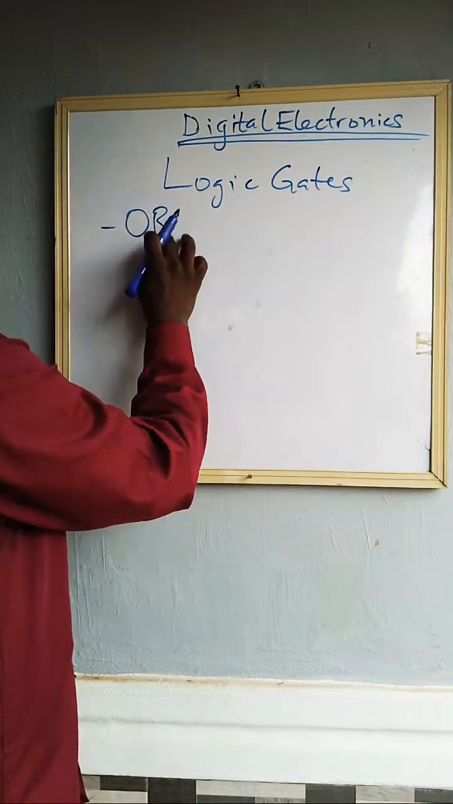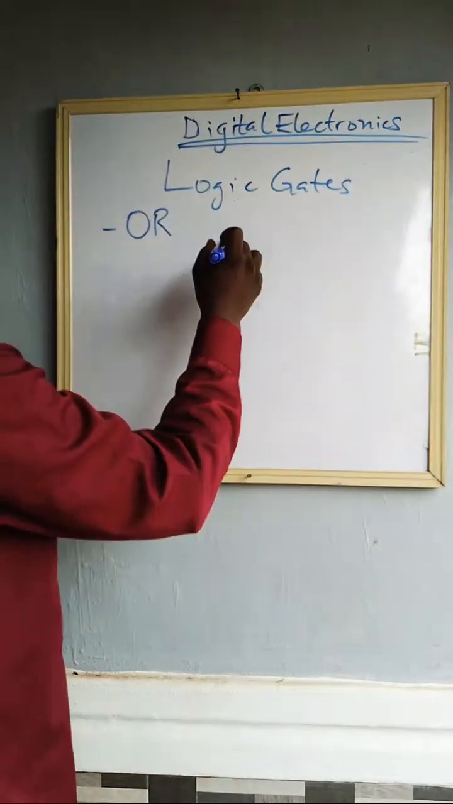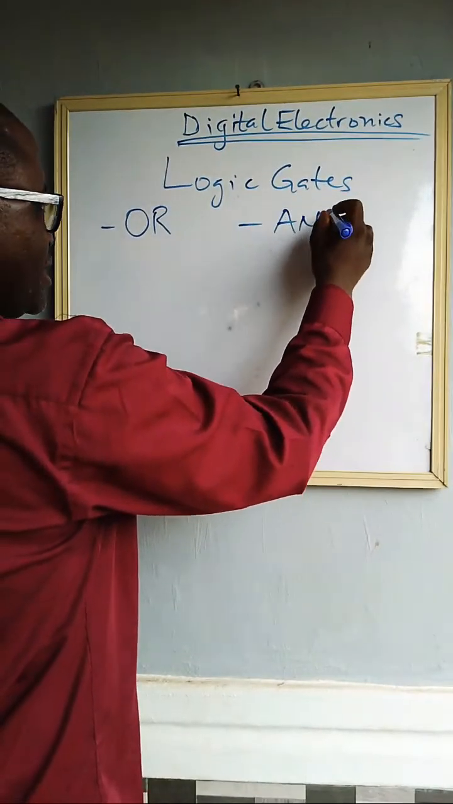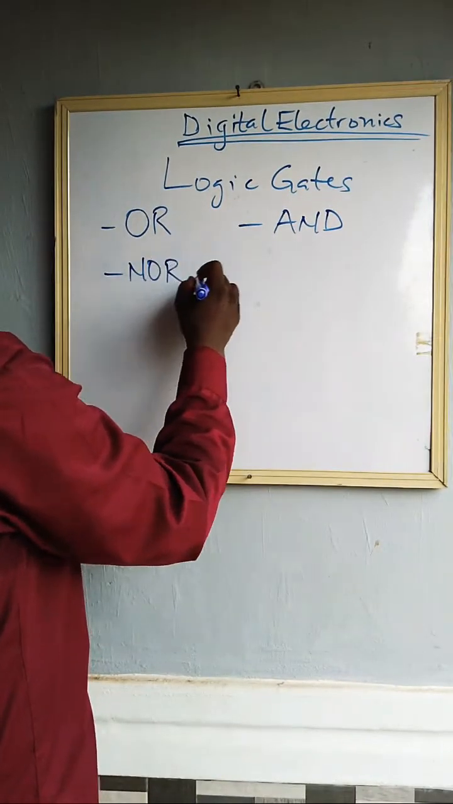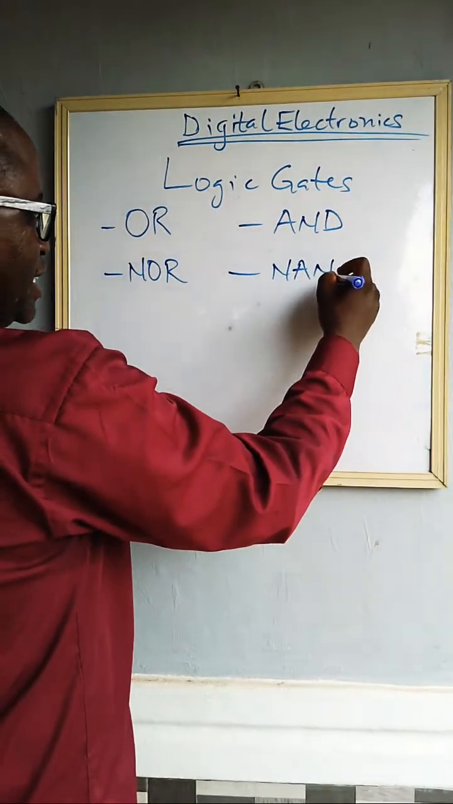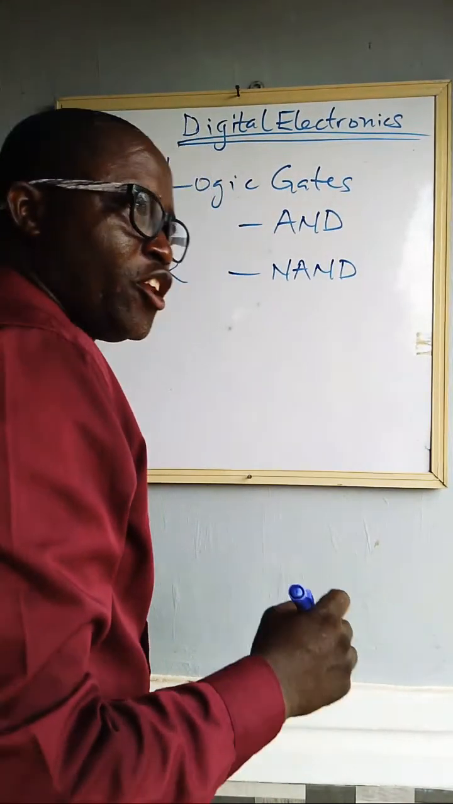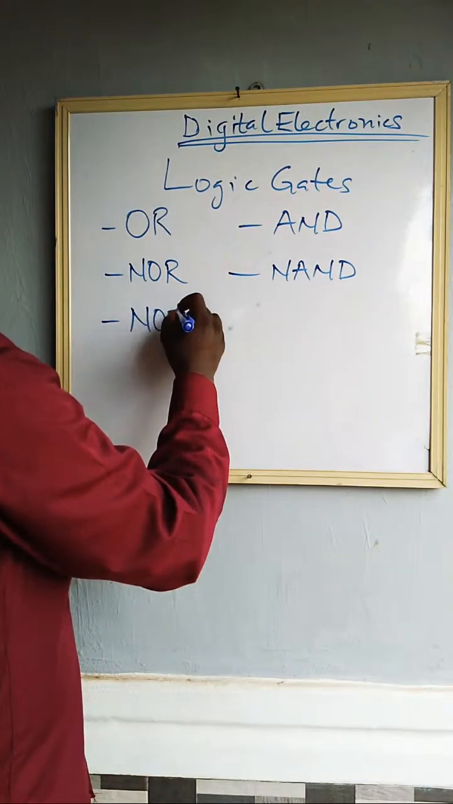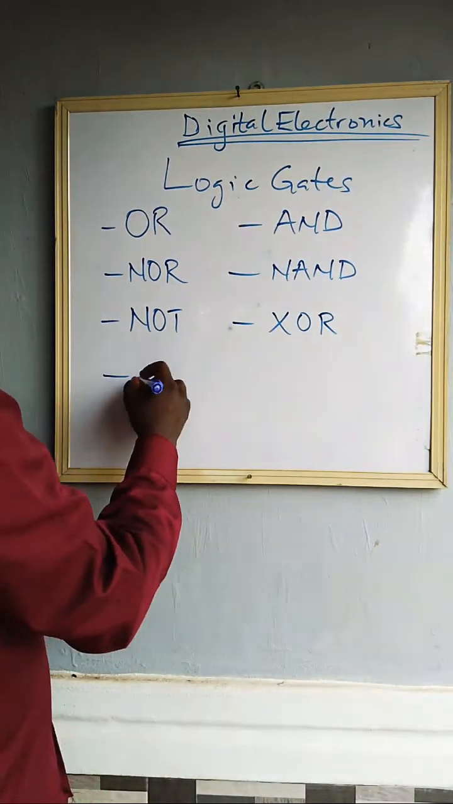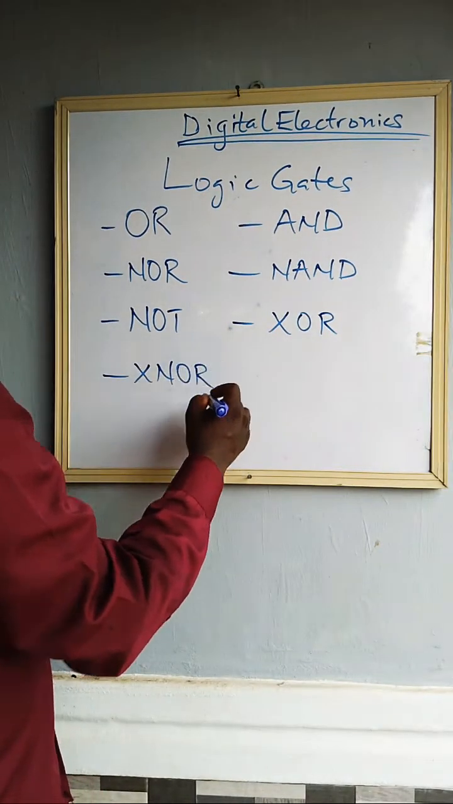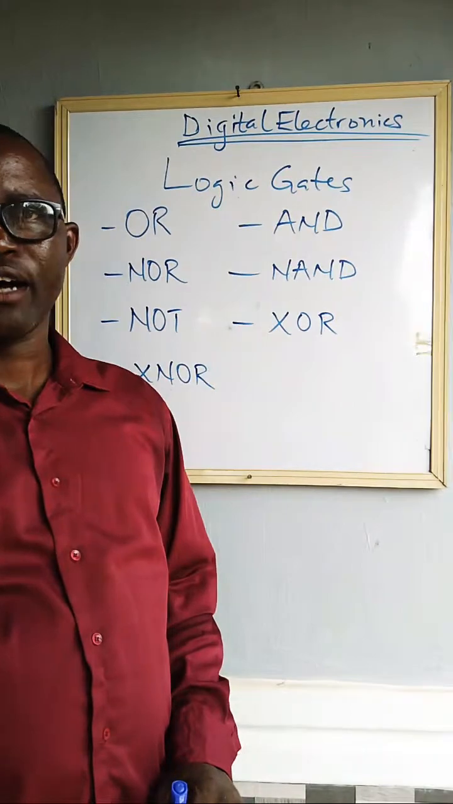We have the OR gate. Now, the OR is a logic function. Also, we have the AND gate, the NOR gate, then the NAND gate. We also have the NOT gate. Also, we have the XOR gate. Likewise, we have XNOR. These are the basic gates that we have.